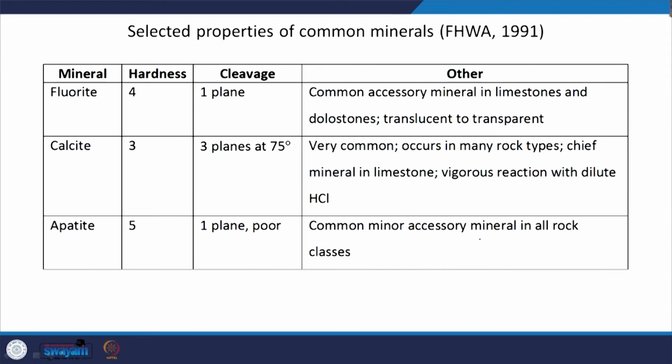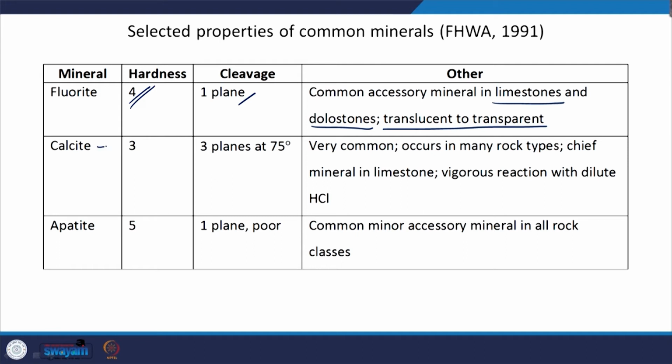Come to the next, that is fluorite, having a hardness of 4, only one plane. This is a common accessory mineral in limestone and dolostone. So, you see that in the previous class we had the discussion about these different types of rocks. There I have already explained to you what category these rocks fall into. So, you should be in a position to connect this discussion with our earlier discussion. Then this has a property as it is translucent to transparent.